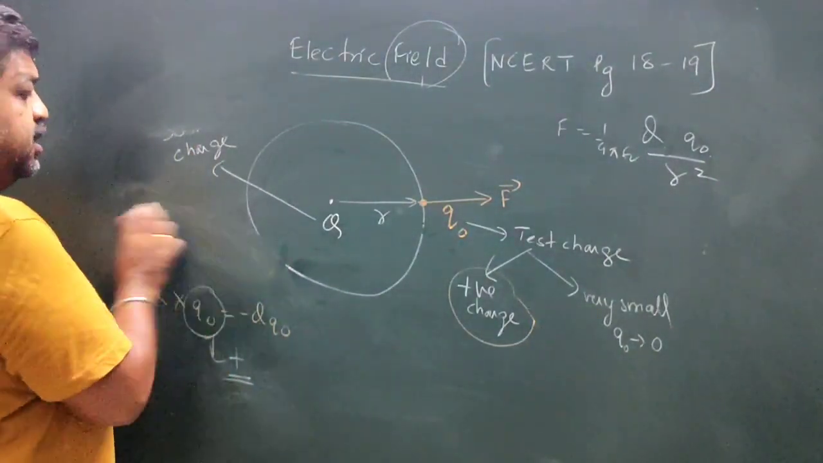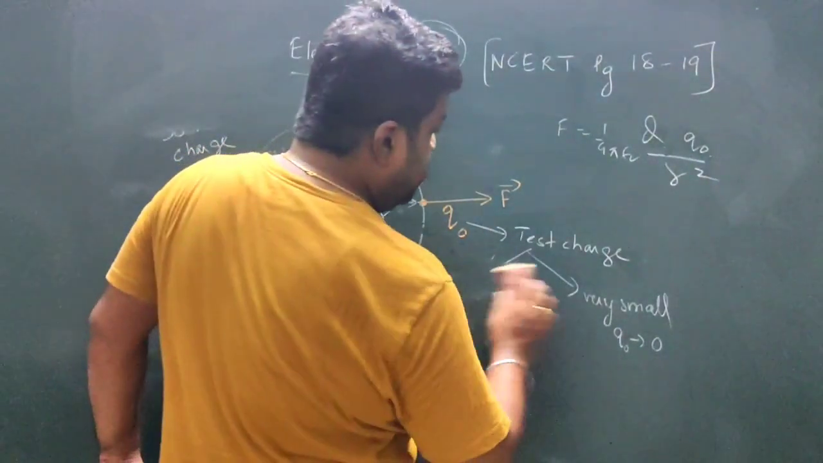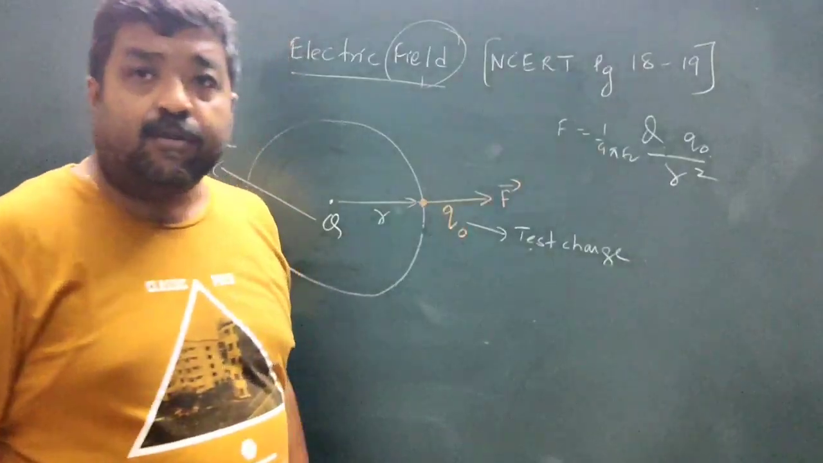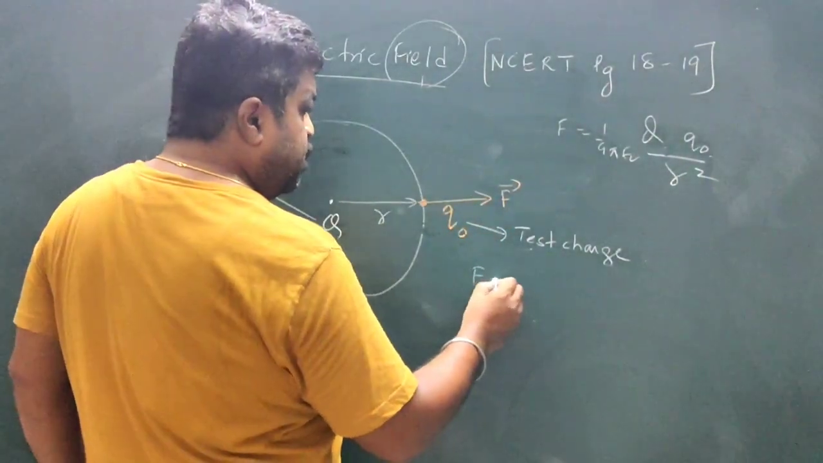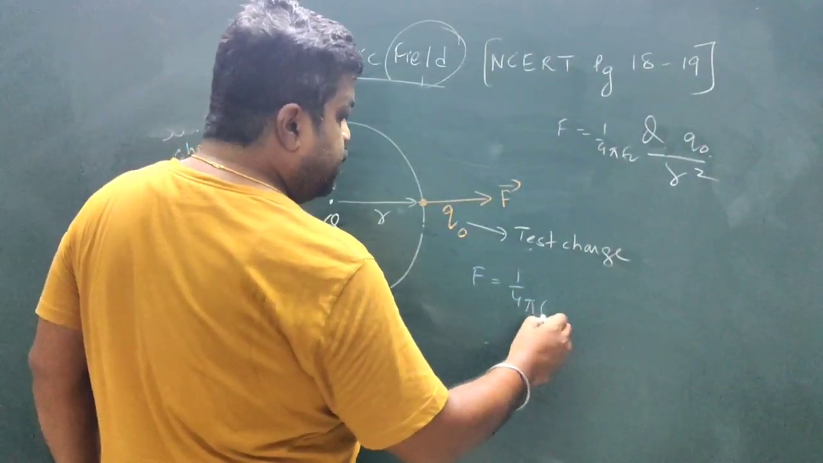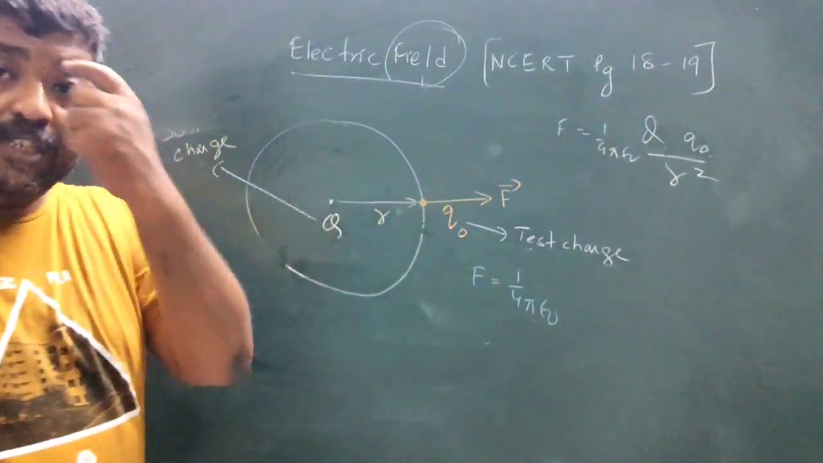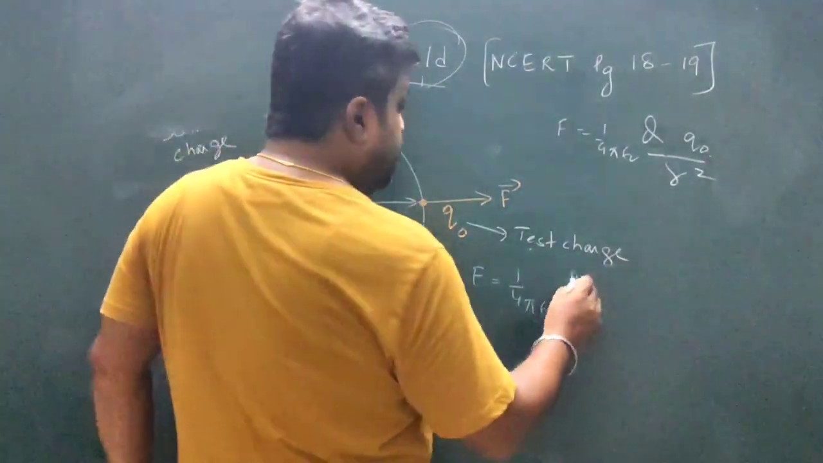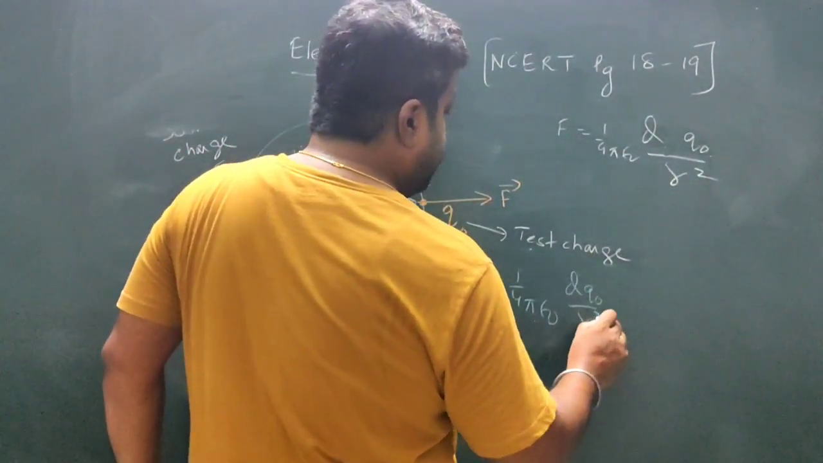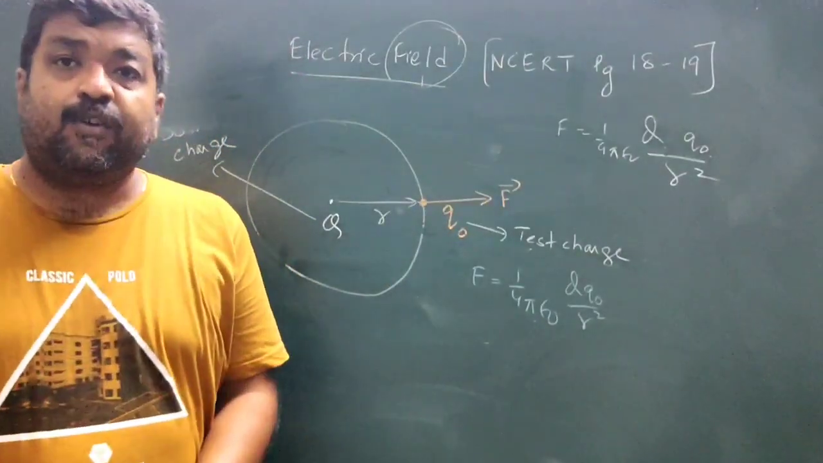Okay, now we have an idea about the test charge, we have an idea about the source charge, and now we have an idea about this force. What is this force? The magnitude of this force is 1 by 4 pi epsilon naught, provided this is free space, this is vacuum. Okay, 1 by 4 pi epsilon naught Q Q naught by R square. This is the expression for force.